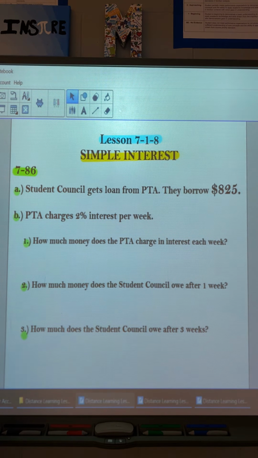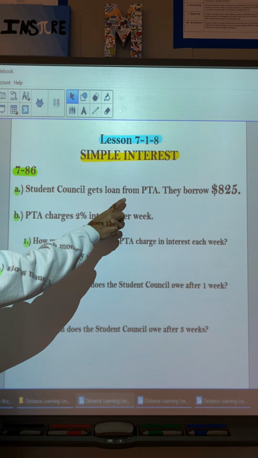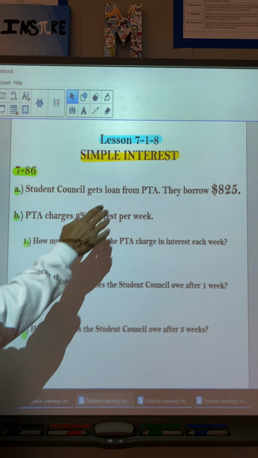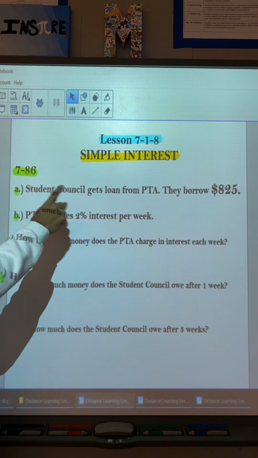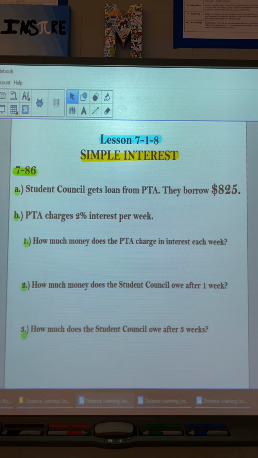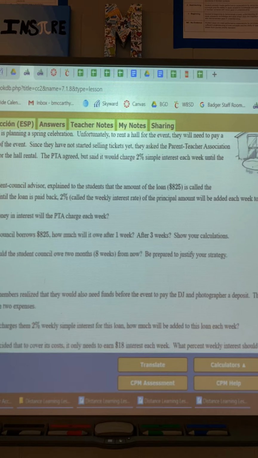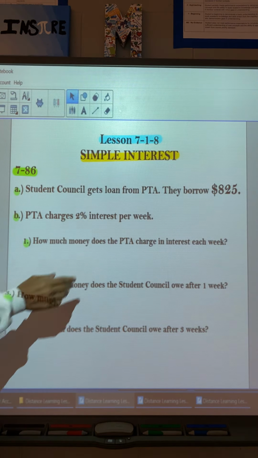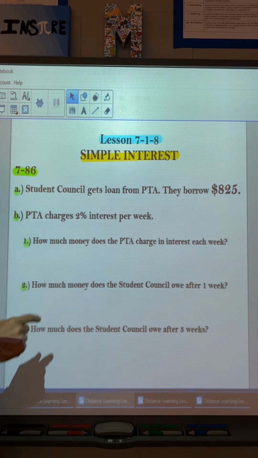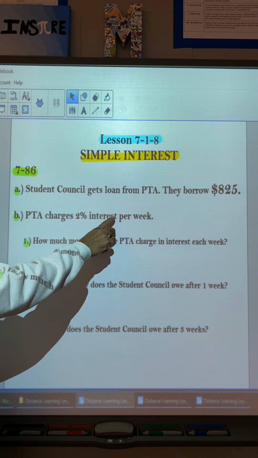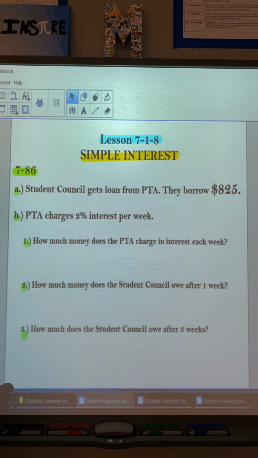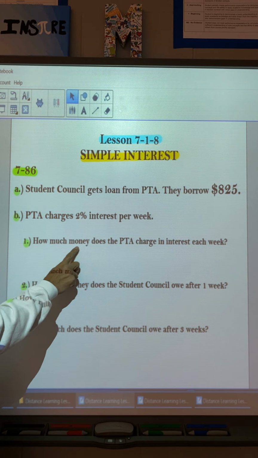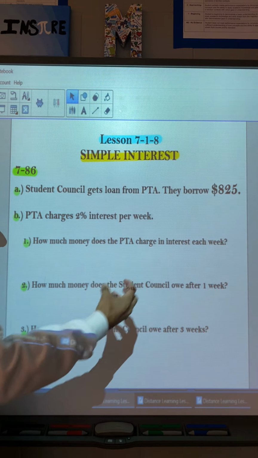So let's get started. First we have a student council. It gets a loan from the PTA. They want to borrow $825. You can see this story if we go back to 7-86, renting the hall. The background is all here. I'm just going to take you through the inner workings. They borrow $825. The PTA says, we're going to charge you 2% interest per week. Our first job is: how much money does the PTA charge in interest?